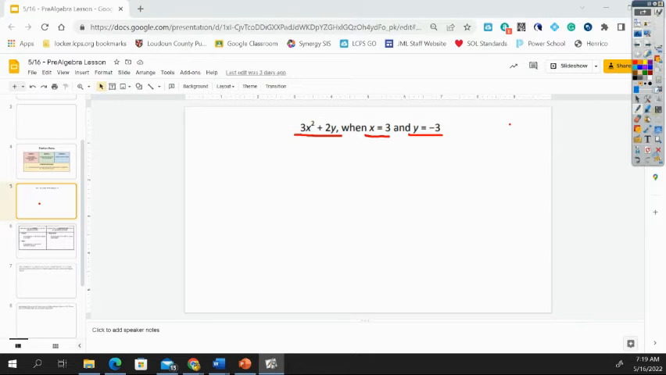The first thing we always want to do is rewrite the problem, but replace the letters, or variables, and put empty parentheses in their place. Once you've emptied the parentheses, we are going to substitute and put in the numbers. So x equaled 3, so in goes 3. y equaled negative 3, so in goes negative 3. Now it is time to solve. Remember, we use our order of operations, GEMDAS.